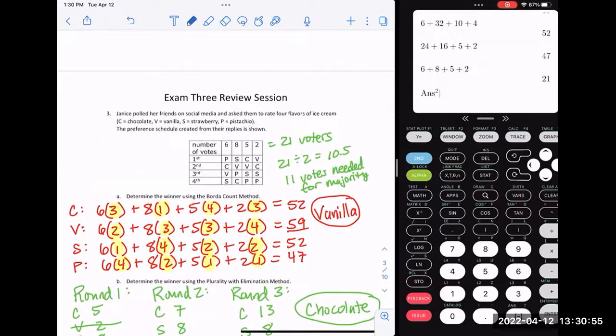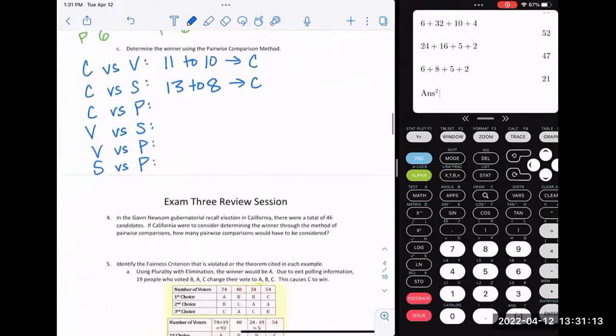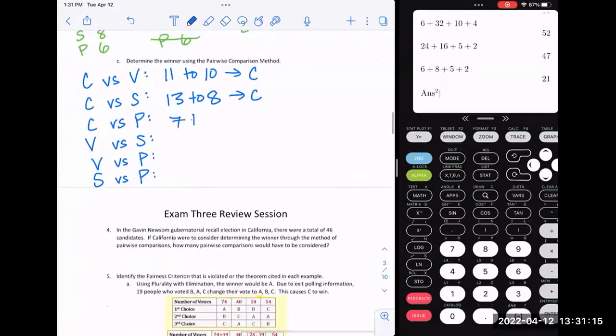So then the next one was chocolate versus pistachio. And I can see that these 2 columns listed chocolate higher than pistachio. The other 2 columns listed pistachio higher than chocolate. So for chocolate versus pistachio, this would actually be 7 to 14. So actually pistachio gets that point.